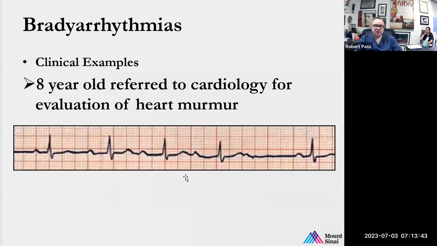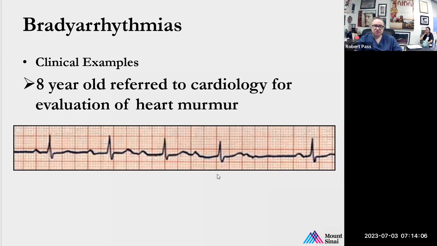Okay. And now this instead, though, is an 8-year-old who's referred to cardiology for evaluation of a heart murmur. And we see that the PR interval is getting a little longer, and then a little longer and longer still, until finally there's a P wave that does not conduct. This would be an example of Wenckebach or Mobitz 1 heart block.